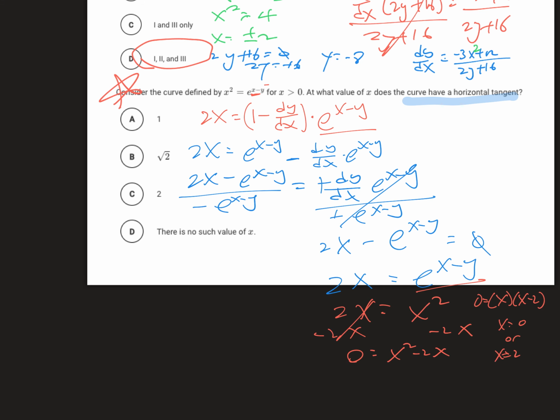But I go back and look at the question. It says x is greater than 0. Greater than 0. So that means that x cannot be 0. So my only answer is x equals 2. So my answer is C. That's the number that's going to make our derivative equal to 0. Okay, our numerator equal to 0.